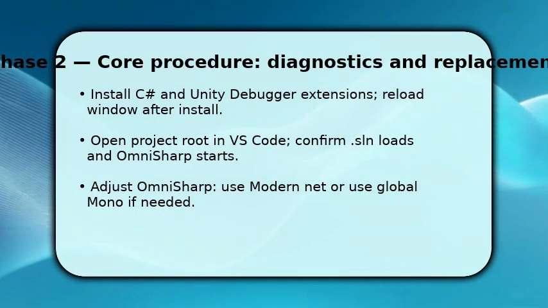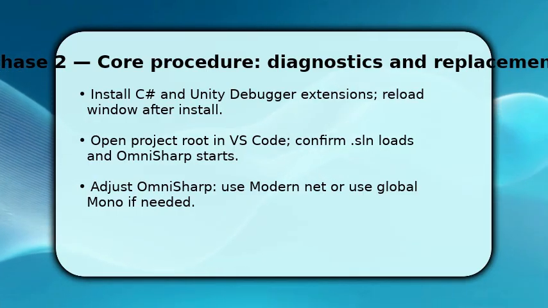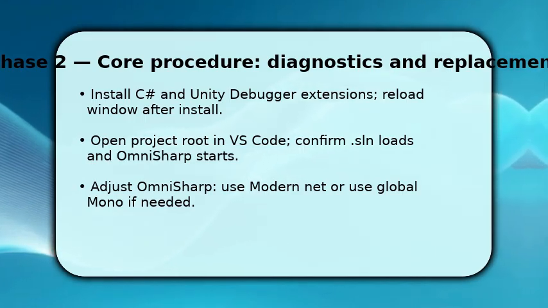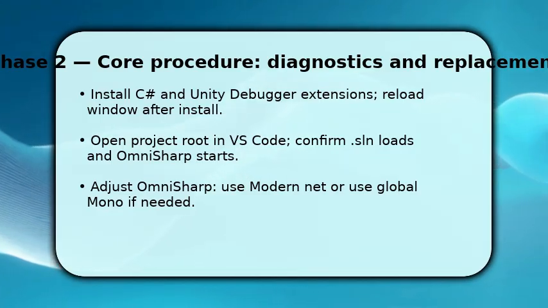Next, configure Visual Studio Code to work smoothly with Unity. Install the C# extension plus the Unity Debugger extension, then reload VS Code. Open the Unity project folder, make sure the SLN appears and OmniSharp initializes. This provides IntelliSense and code navigation.